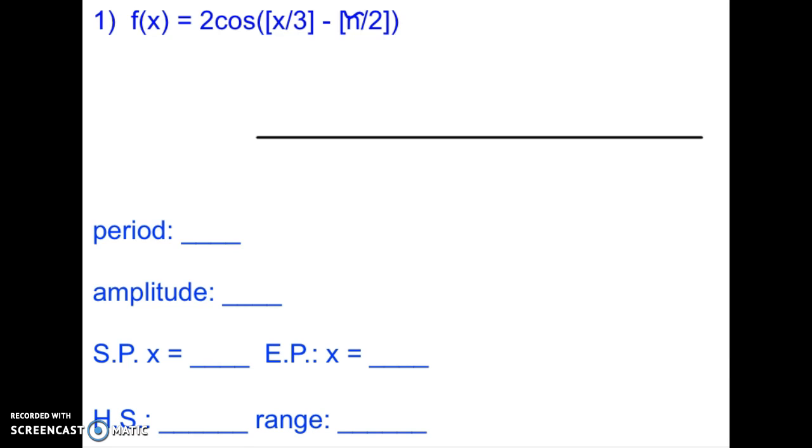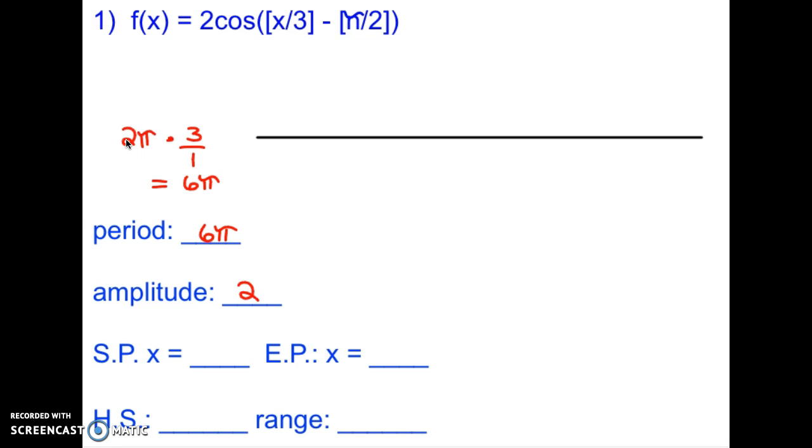Your period is 2 pi divided by b. In this problem, b is the number next to x, so that is 1/3. So you're doing 2 pi divided by 1/3, which is the same as 2 pi times 3 over 1. So you end up getting 6 pi for your period. Your amplitude is the absolute value of the number in front of the trig function, in this case cosine, so it ends up being 2.